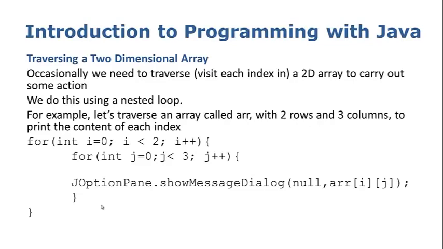The inner loop completes. We go back to the outer loop. i becomes 2, and it realizes, wait, we've finished that loop as well, and we've printed all of the contents of the 2-dimensional array. So that is how we traverse an array called R with 2 rows and 3 columns and print the content of each index.